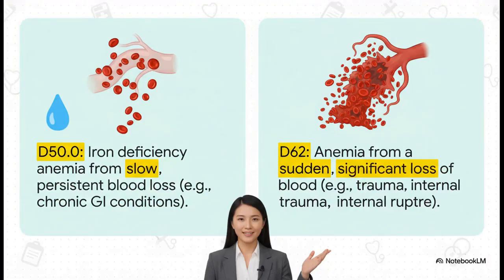So look, D50.0 and D62, they tell two completely different stories. D50.0, that's your slow, steady leak over a long time. Think of a GI bleed that's been going on for months. But D62, that's a sudden major event, like a hemorrhage from a car accident. So D50.0 is about the long-term consequence of bleeding, while D62 is about the immediate result of a sudden loss of blood.